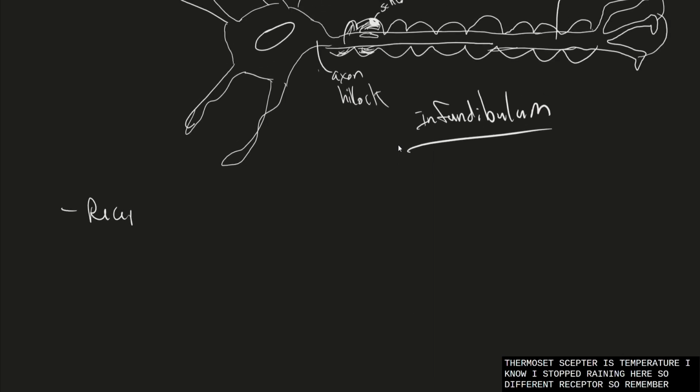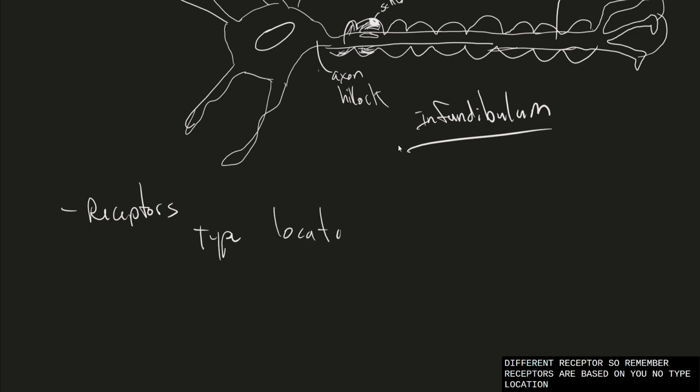Remember, receptors are based on type, location, and so forth. So interoceptors versus exteroceptors. They could be encapsulated or not encapsulated. Like nociceptors for pain reception are not encapsulated, whereas pressure receptors like the Pacinian or Meissner's corpuscles are encapsulated. Now you don't have to know the specific ones, but know the general overview of the types and the locations.